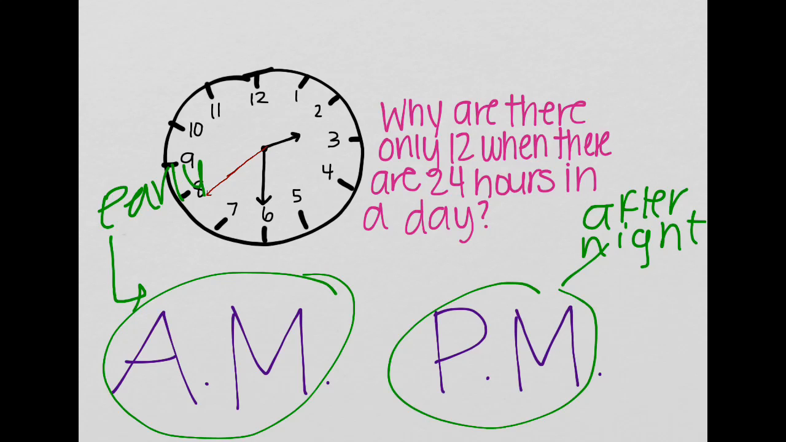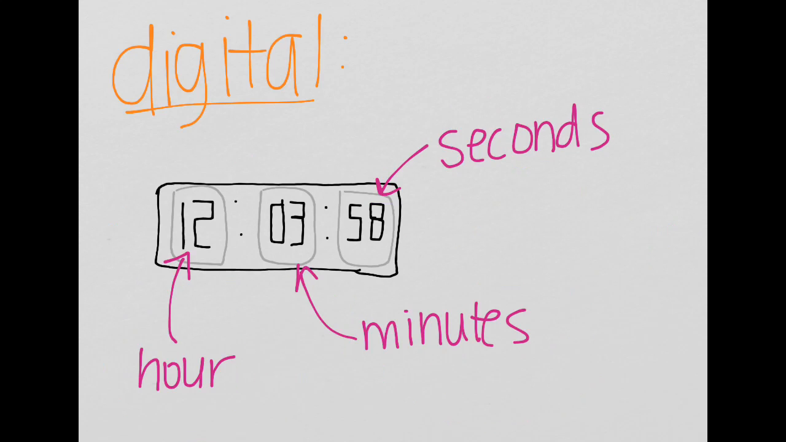So that's why they say 1 in the morning and 1 in the afternoon, or 1 a.m. and 1 p.m., or they say 6 in the morning and 6 in the evening, which is 6 a.m. or 6 p.m. Now let's take a look at digital clocks.